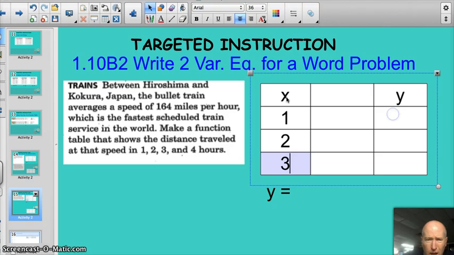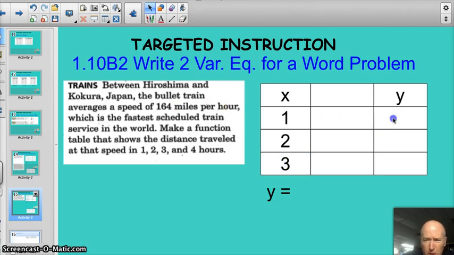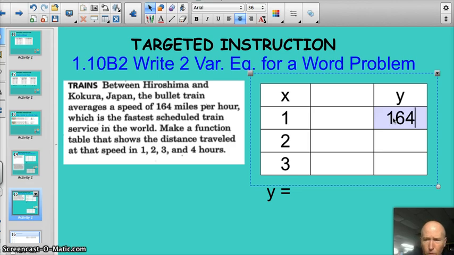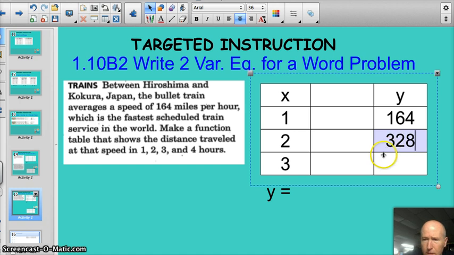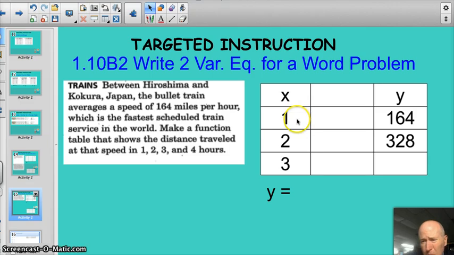So if it goes 1 hour and it goes this fast, it's going to be 164 miles, right? If it goes 2, I could get my calculator out here and take 2 times 164, and that would be 328, it looks like, 328, and so on. But now I'm stuck with going, what's happening between 1 and 164? What's going on in this function that allows me to go from the number 1 to 164 and the number 2 to 328? How did I get there?